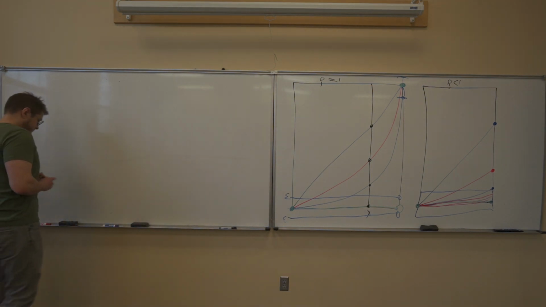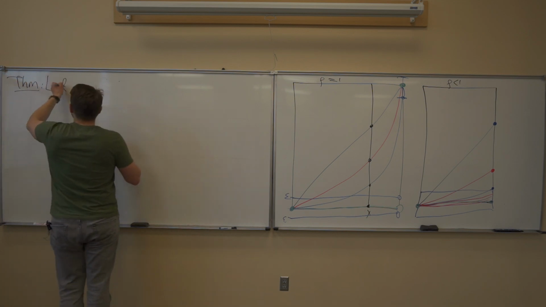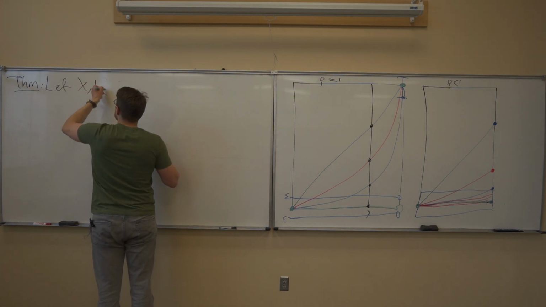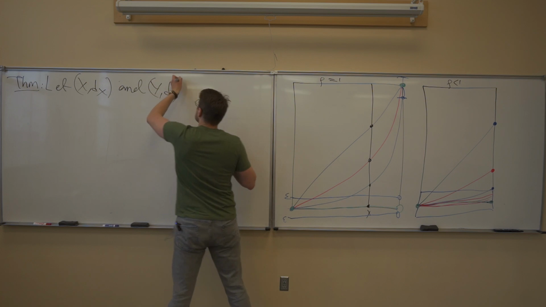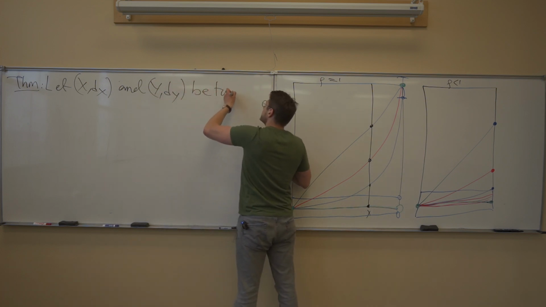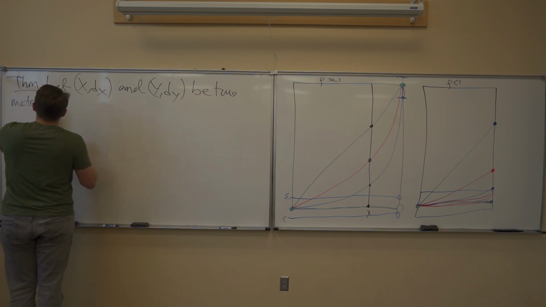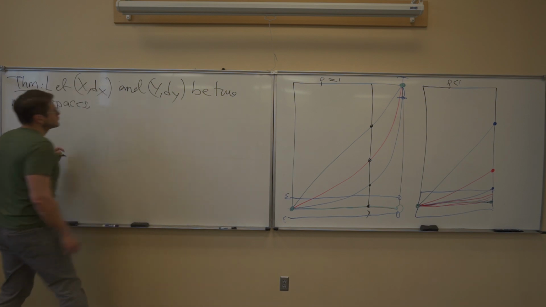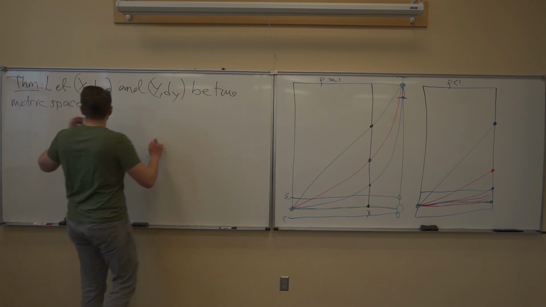So, theorem. Let X and Y be two metric spaces, so that I can talk about continuous functions between them. Let f bullet be a sequence of continuous functions. And let's also, okay, I'm just going to leave it like that actually.